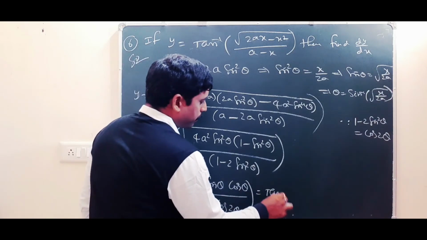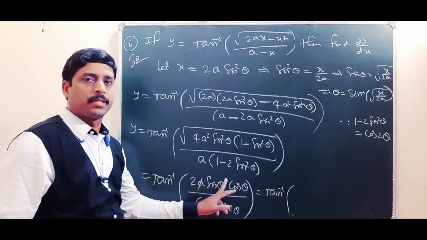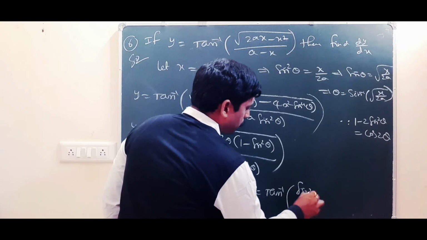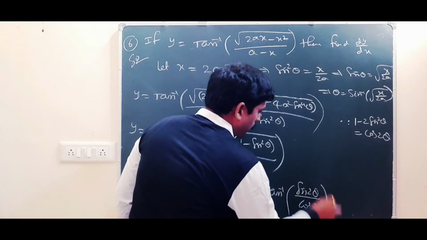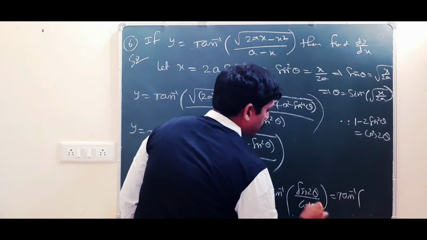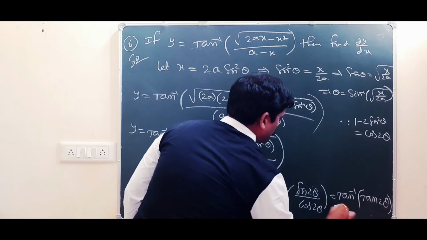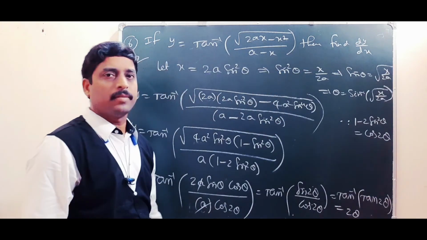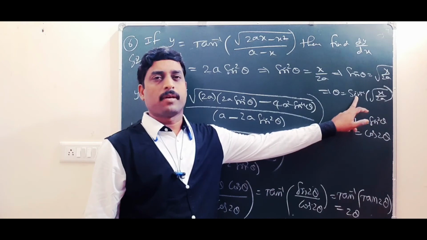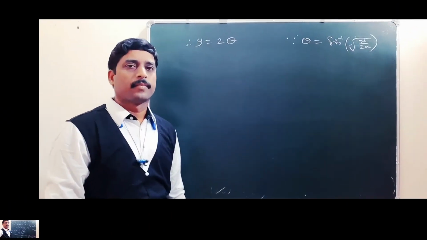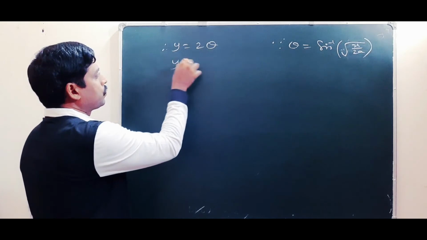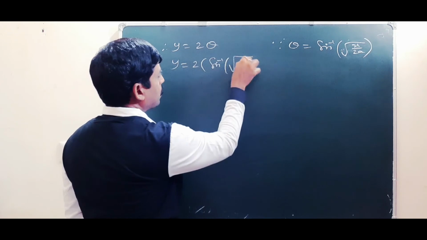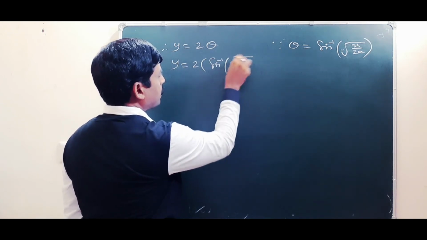Tan inverse of 2 sin theta cos theta by cos 2 theta. We have the formula sin 2 theta, so it is sin 2 theta by cos 2 theta, which is tan 2 theta. So tan inverse of tan 2 theta is 2 theta. Where theta is sin inverse of root x by 2a. So y is equal to 2 times sin inverse of root under x by 2a, that is root x by root 2a.